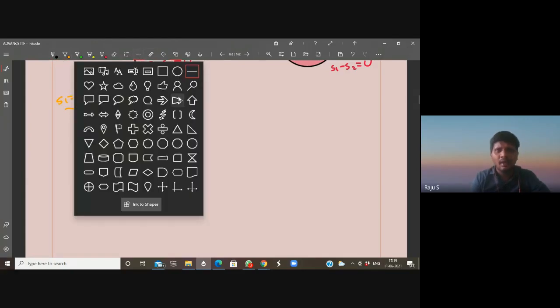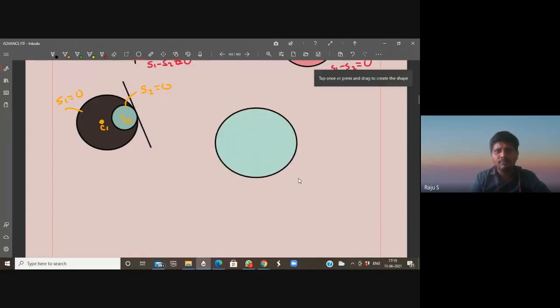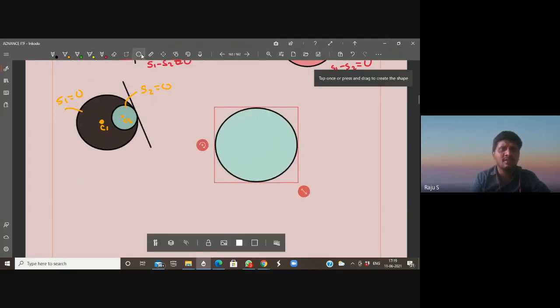Then, when two circles are such that one circle lies completely inside the other circle.